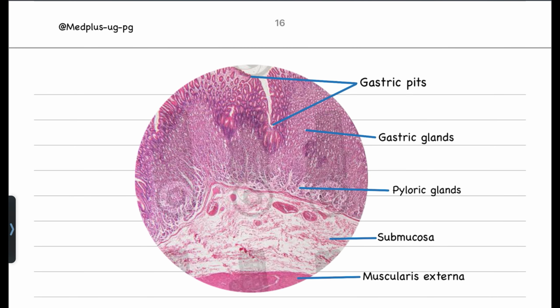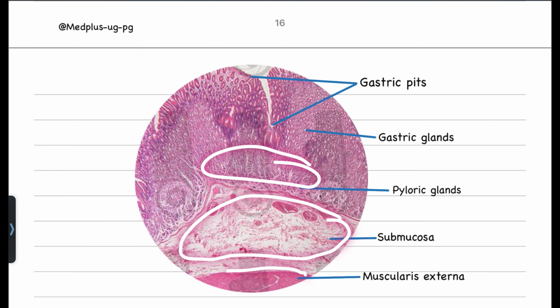Now we will see the histology diagram of the stomach. As we can see, we have pits. So this is nothing but the gastric pits in which gastric secretions are secreted. And we have a columnar epithelium, and we have glands below the epithelium in the lamina propria. And we have pyloric glands, and this is the submucosa. It contains connective tissue, and we have a muscularis layer.